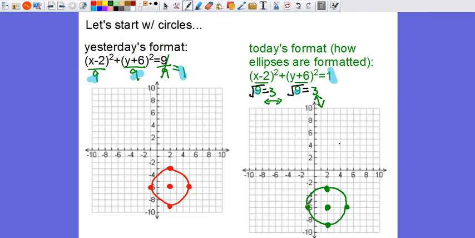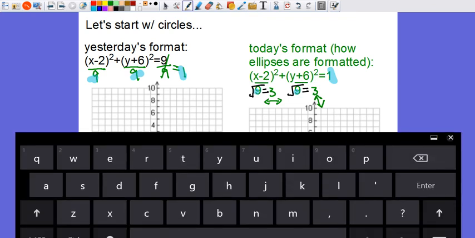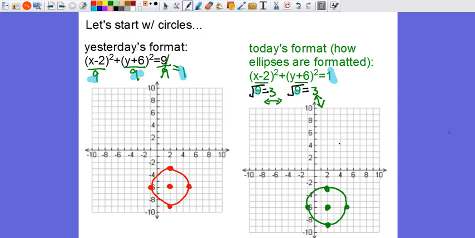Now, what is the purpose of doing it this way? Well, let's pretend that instead of a 9 here, I'm going to change this one. Instead of a 9, let's pretend this was a 25, which means this would be a 5 left, right.